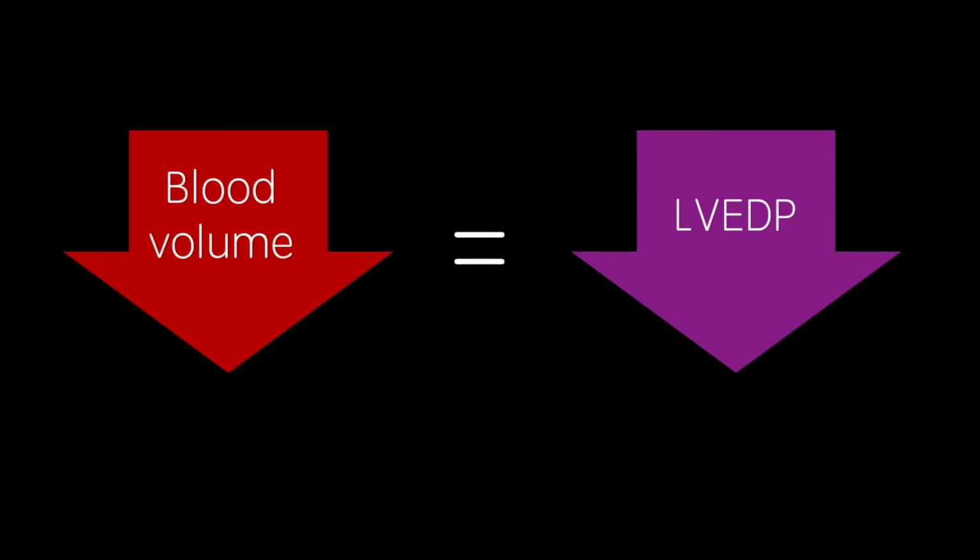Another class of drug used for the treatment of heart failure is diuretics. These drugs increase the amount of water excreted into the urine and therefore reduce blood volume. The reduced blood volume results in a reduction in left ventricular end diastolic pressure, which prevents adverse remodeling and edema. Drugs in this class include furosemide.